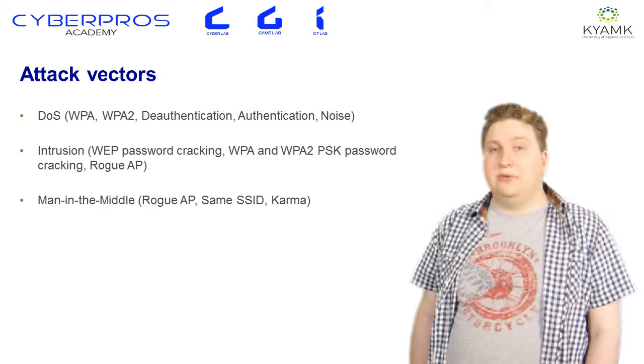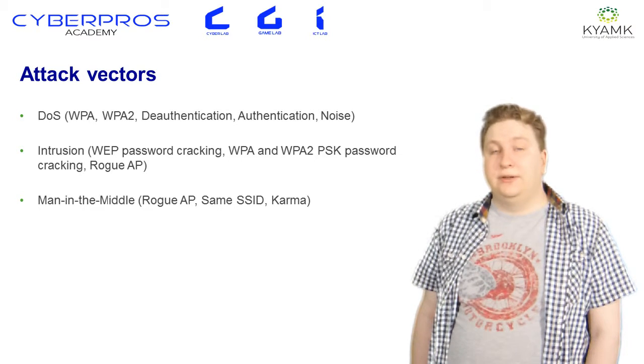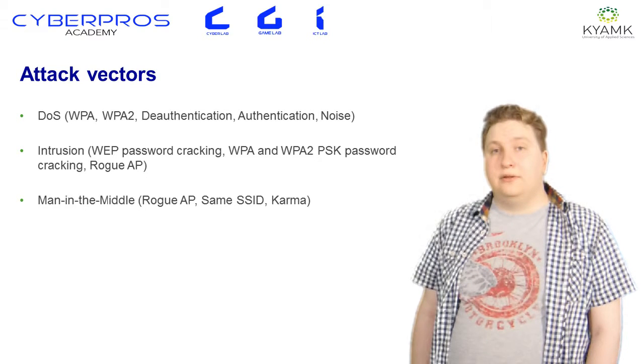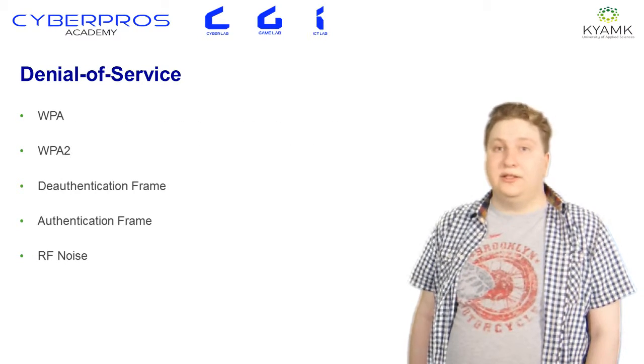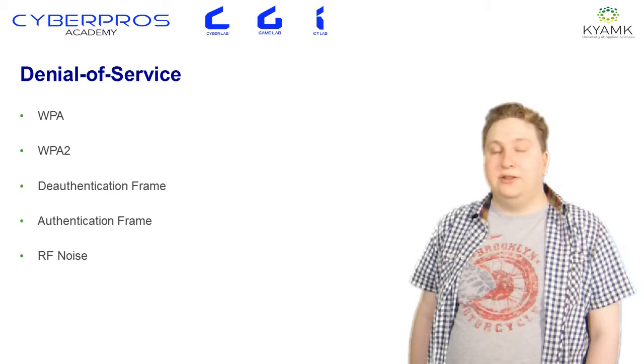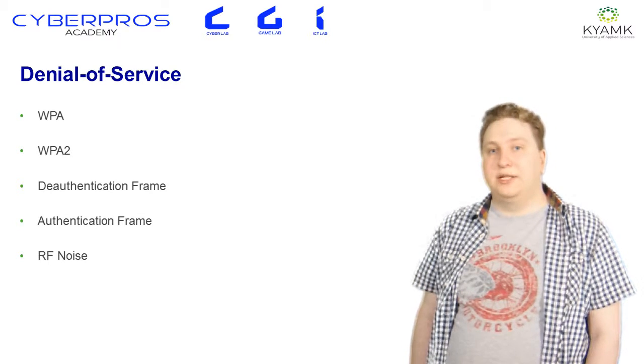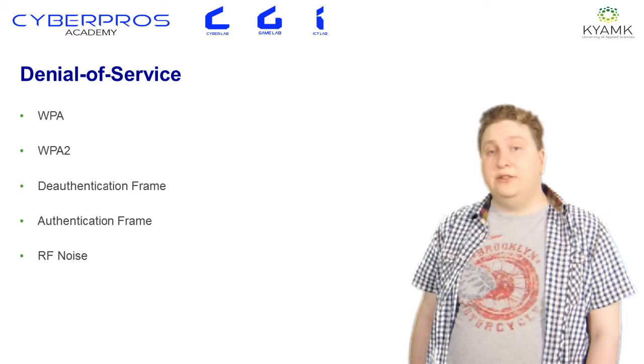The three main attack vectors after finding a network are usually denial of service, intrusion, or man in the middle. Denial of service is usually conducted by a few methods, such as using de-authentication frames or authentication frames.